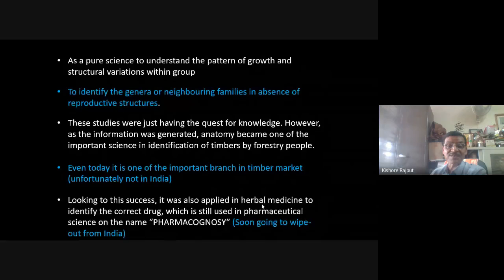However, as the information was generated, anatomy became one of the important sciences in identification of timber by forestry people. Even today, it is one of the important branches in the timber market. Of course, we don't have this timber identification practice in India. Only a few places like FRI Dehradun and Wood Science Institute, Bangalore have this identification. Otherwise, abroad, in Germany, France, or the US, people work as consultants for sawmill people or timber traders for identification, as we do here for taxonomy.